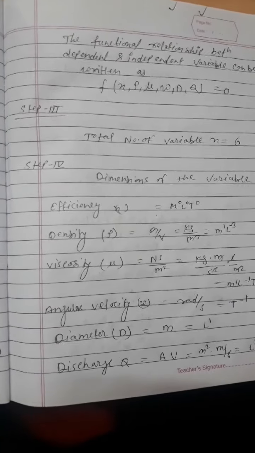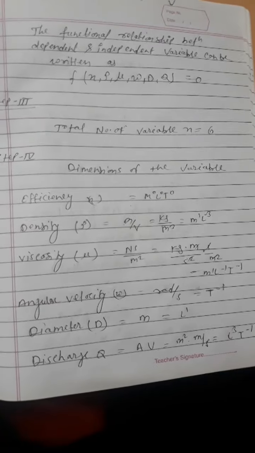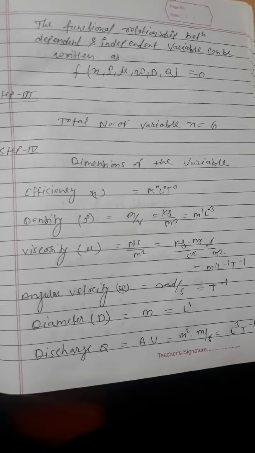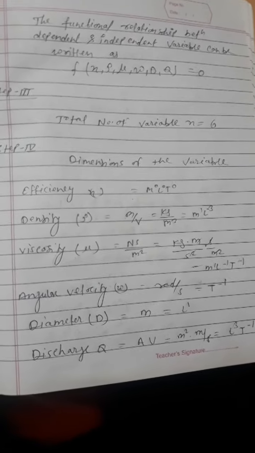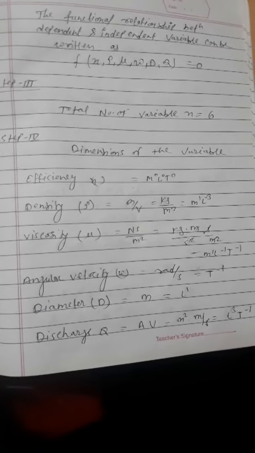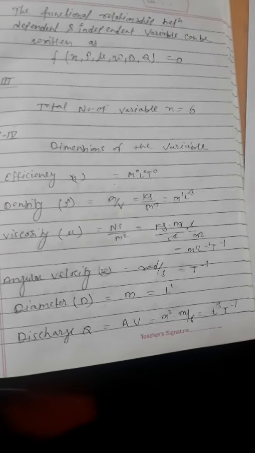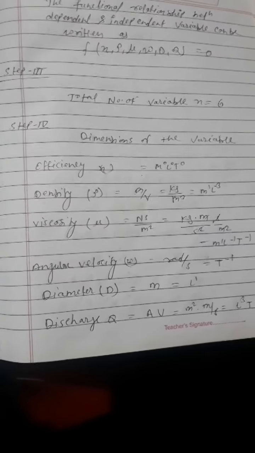Step 3, the total number of variables n is equal to 6. Step 4, the dimensions of the variables. Efficiency eta has dimension M0 L0 T0. Density rho is mass upon volume, unit kg per meter cube, dimension M to the power 1, L to the power minus 3. Viscosity mu, Newton second per meter square, converting the dimension gives M to the power 1, L to the power minus 1, T to the power minus 1.